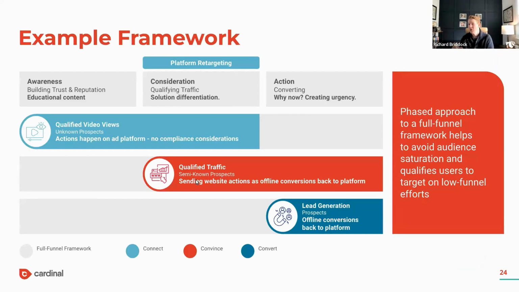Here's an example framework. I'm going to breeze over this, right? You may be running video views at the top of the funnel. You can get those at a couple of cents. Then once they've seen a video and they've engaged with you, they go into the middle of the funnel, and then you're trying to drive them to your website. You're then using your offline conversion passbacks, which are HIPAA compliant, to send that data back to your ad platform that, hey, they went to the site and maybe they spent some time on there. And then you're targeting them with conversion ads, trying to drive that lead, right?